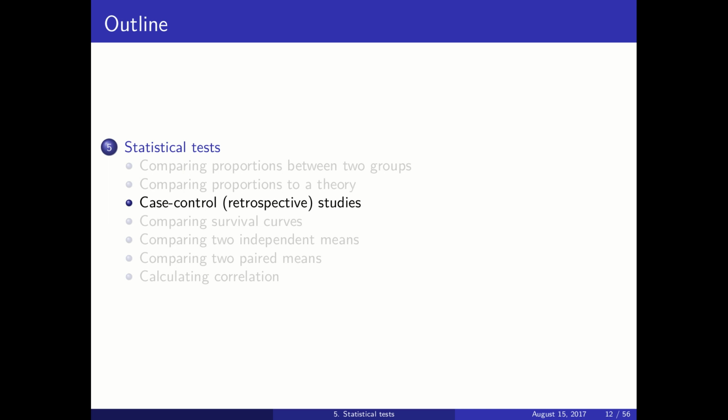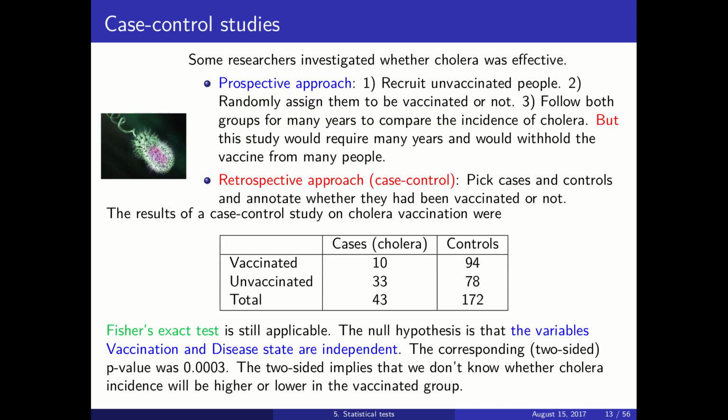Today we will see the case control studies. These studies are done retrospectively, so looking into the past rather than having a hypothesis and testing it in the future. So the prospective approach to the design of some vaccine would be the following.